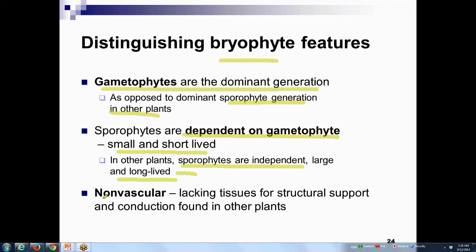And then, again, bryophytes are non-vascular. They lack tissues for structural support and conduction. In other words, bryophytes have no veins. They have nothing to carry nutrients, water, and sugars throughout the plant. No actual tubular structures that have support. We don't see this until we get to the next group, the lycophytes and beyond. So most plants are vascular. These guys are non-vascular. That's what's going to cause these plants to be short.